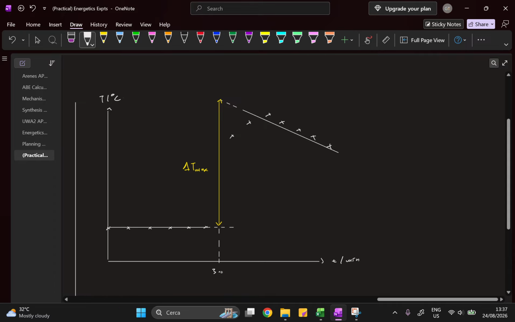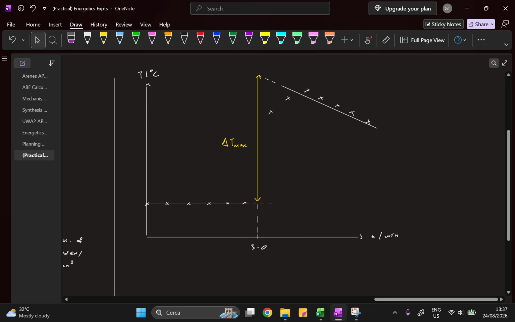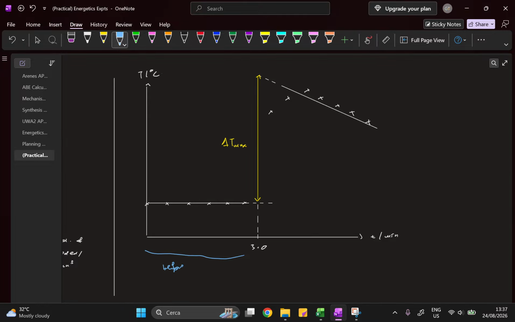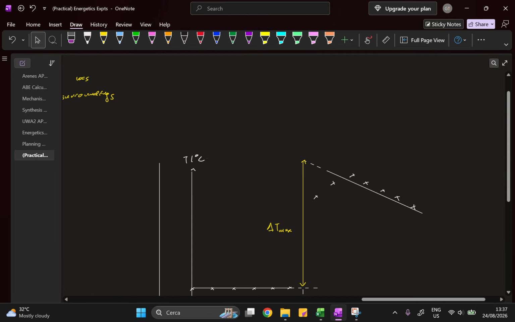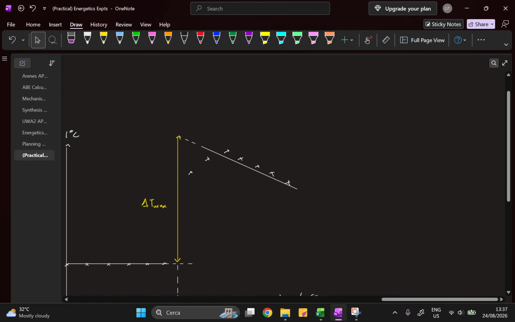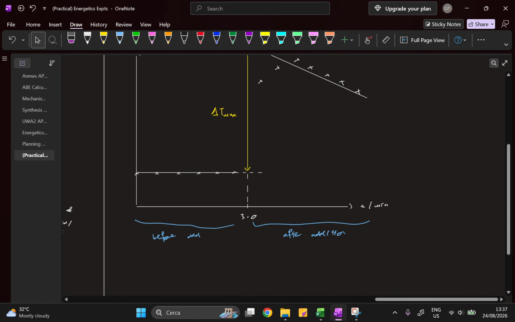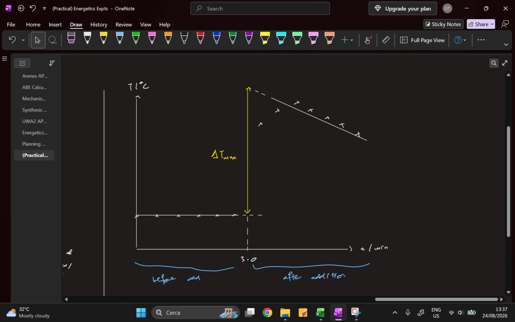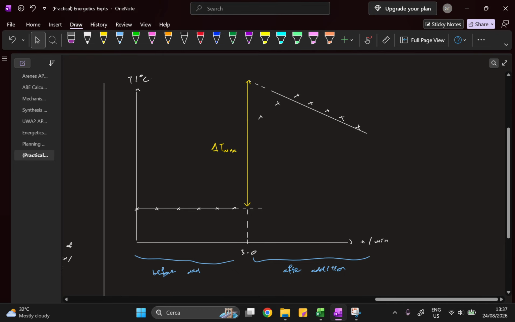This is the time that you add whatever it is that you're adding into whatever it is that you originally had. So this one is before addition, and everything after this is after the addition. The point of this initial straight line, as I said, is to account for heat loss to the surroundings. So that is your temperature correction method. The table, I don't think I need to show you. You can just derive this from the graph.